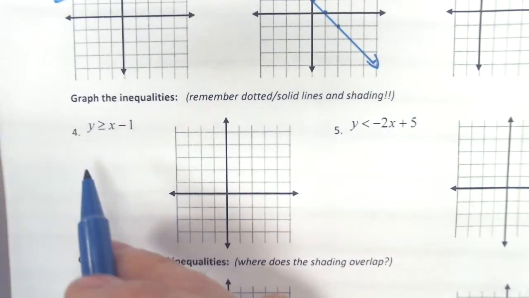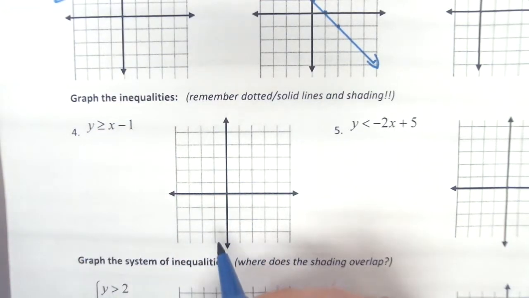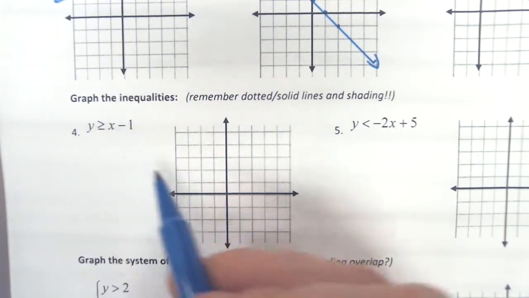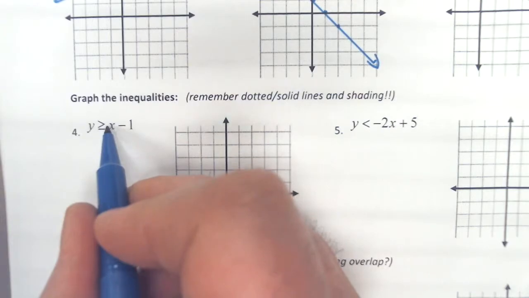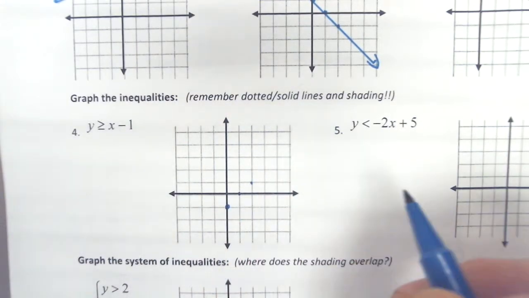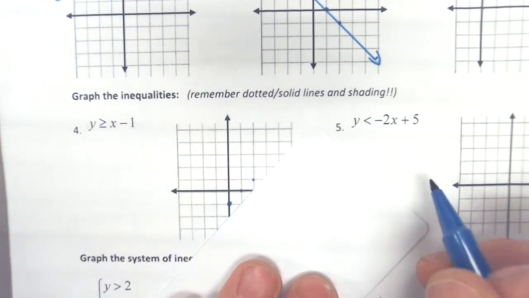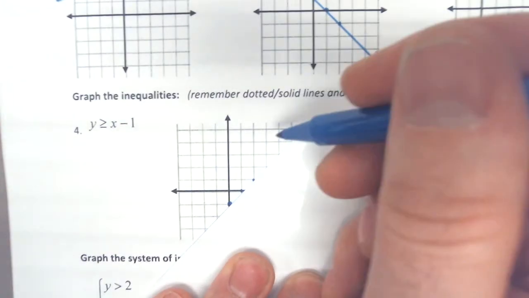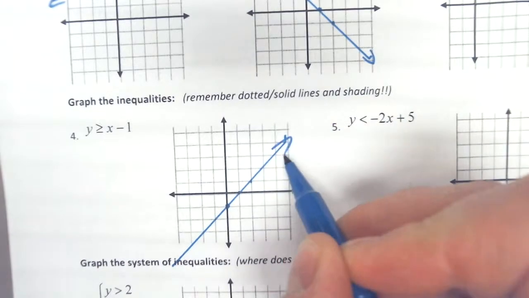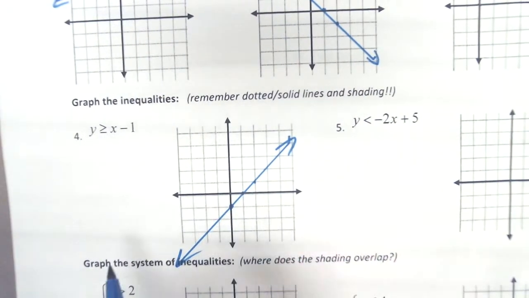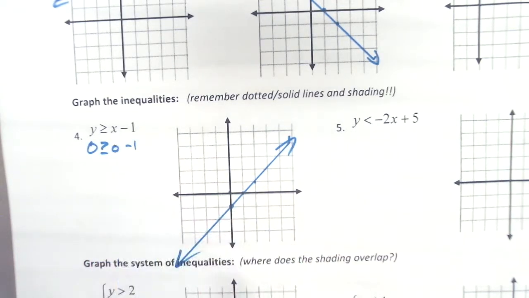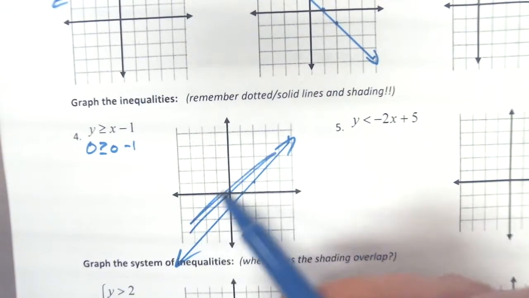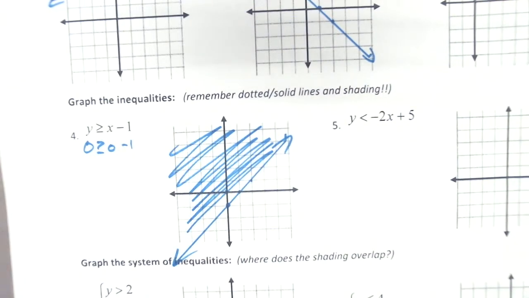Question number 4, we have an inequality, so we have one extra step of shading on this one, but the graph to start with is the same. Y-intercept of negative 1, slope of 1, so up 1 over 1, up 1 over 1. Because of the equal sign, it's going to be a solid line, and it's going to look like that. Then to test to see which side we shade, if I test the point (0, 0), I get 0 is greater than or equal to 0 minus 1, which is true. 0 is greater than negative 1, so on the side with (0, 0), I'm going to shade.